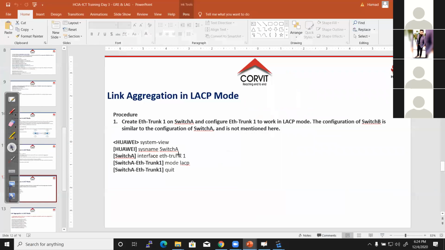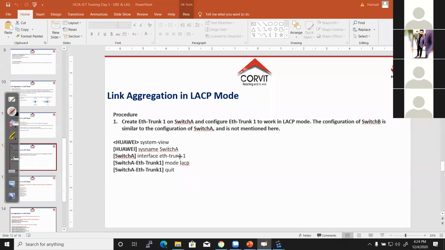Okay. So here, go to interface Eth-Trunk 1, and you need to set mode LACP, and the same configurations you will be doing on the other side. This is on switch A. Obviously, you will be doing the same thing on switch B. You will create an interface Eth-Trunk with any number, and you will set the mode as LACP. This is your step number 1.